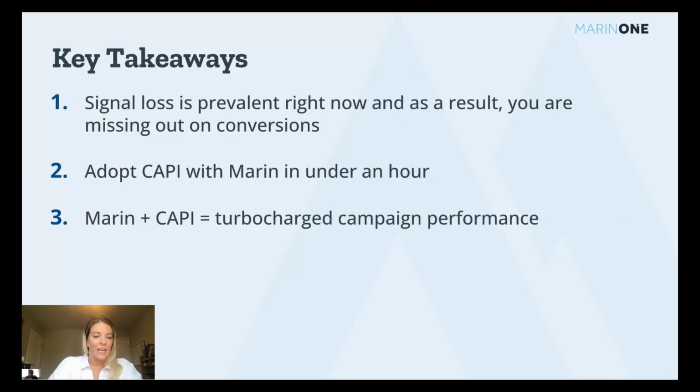Alrighty, and then wrapping up with a few key takeaways. Thank you everyone for sticking with us. First of all, signal loss, it's prevalent right now, only going to get worse. As a result, you're missing out on conversions. So Meta's CAPI gateway through Marin is a really easy solution for you to boost signal from Meta campaigns. And then adding other solutions such as Marin Tracker can further enhance your conversion data availability and accuracy.